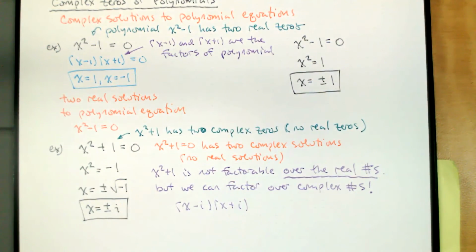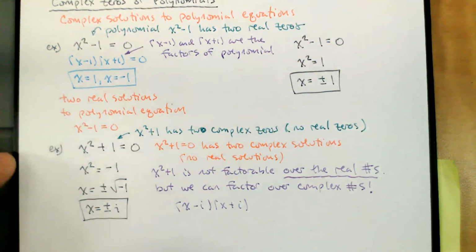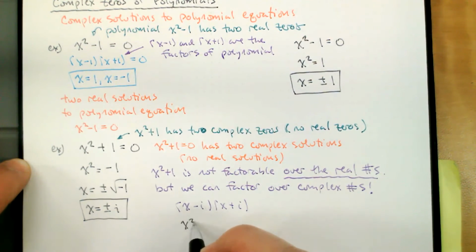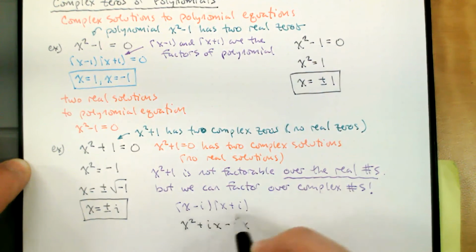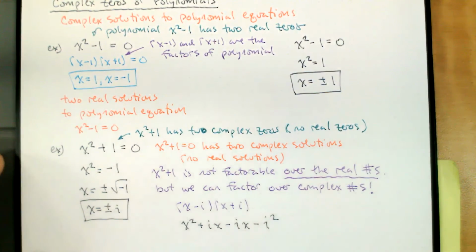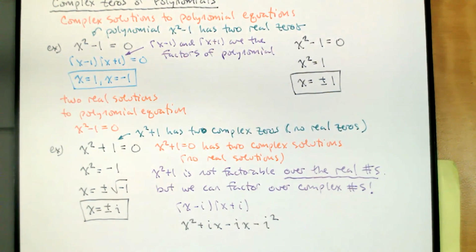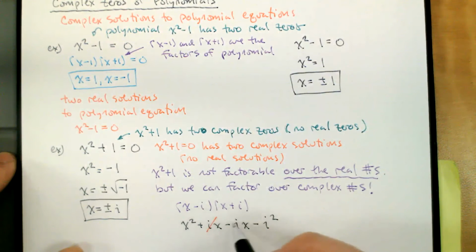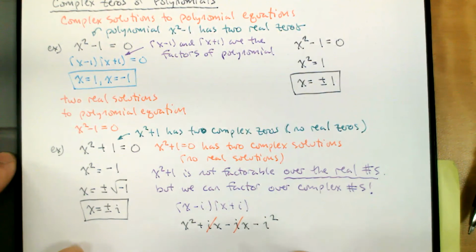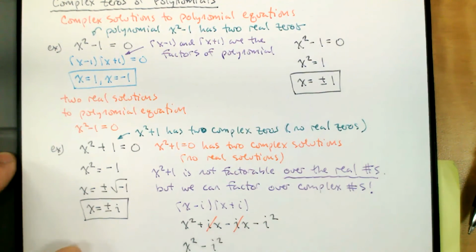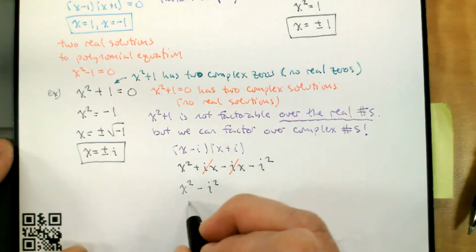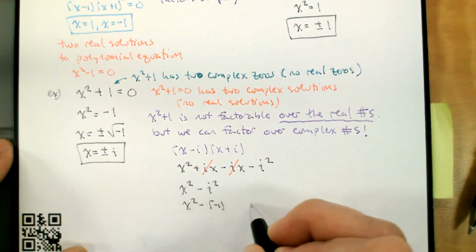So I could factor this over complex numbers by saying (x minus i)(x plus i). If I multiply this out, I should get x squared plus 1. So if I FOIL, x times x is x squared, plus ix, minus ix, minus i squared. The plus ix and the minus ix will cancel out. And i squared is -1. So we have x squared minus a -1.